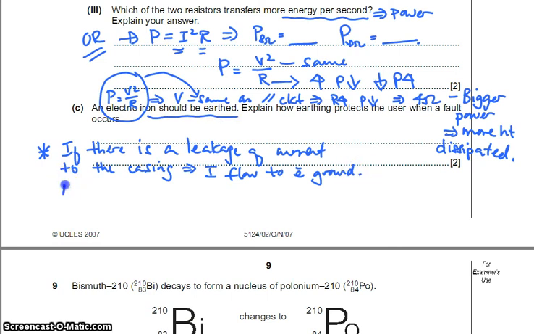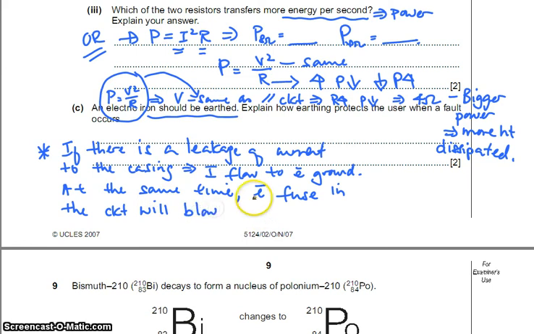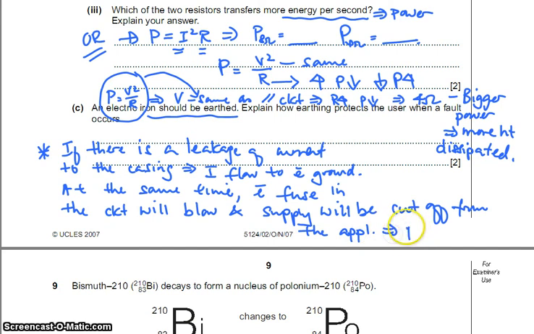Okay, then at the same time, the fuse connected in the circuit will blow, and so the supply will be cut off from the appliances. Thus you can protect the user.